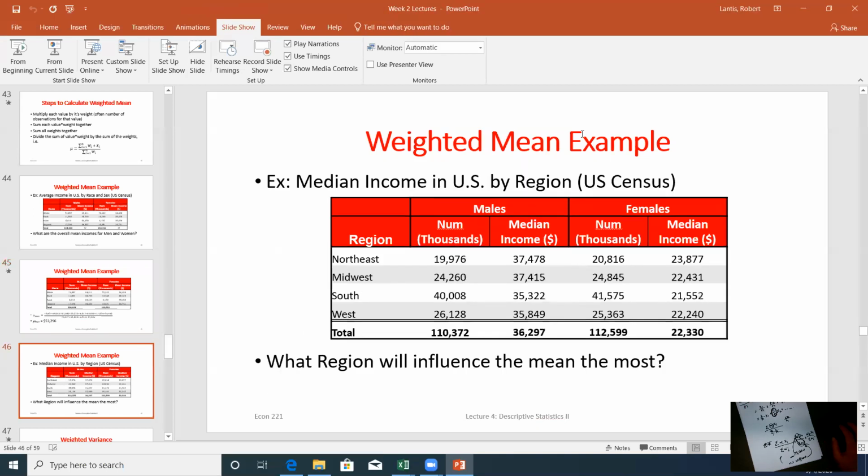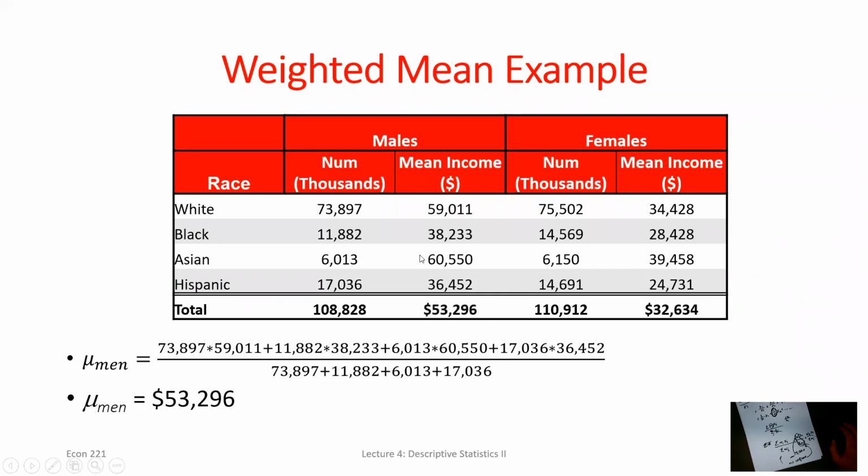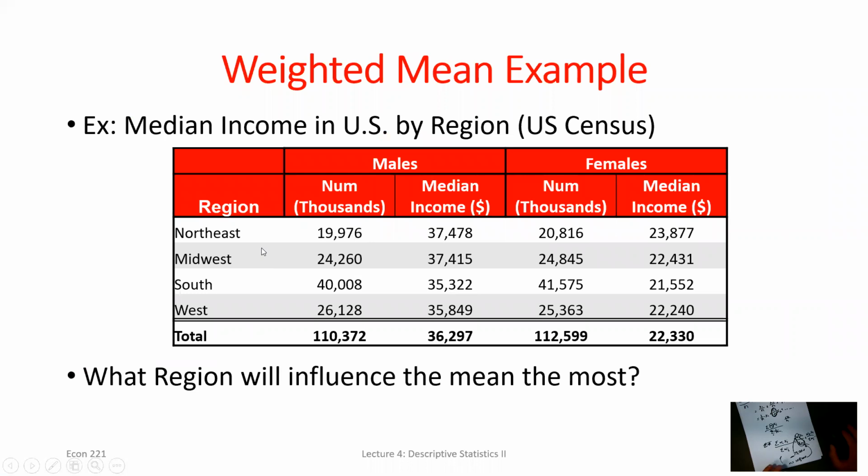So if I look at this data, which region should be influencing the weighted mean the most here? So if I look at these different regions, so instead of having it broken down by race, I've got this broken down by region. Which one of these regions' income should be influencing the weighted mean the most? Yeah, the South, right? It represents the highest number of people, so it's going to have the highest weight, which means it will influence the weighted mean the most. And which one would influence it the least? Looks like the Northeast has the lowest weight.